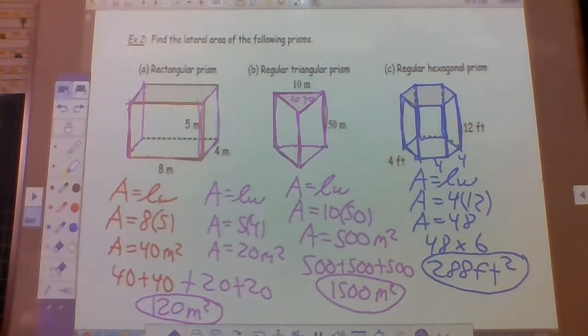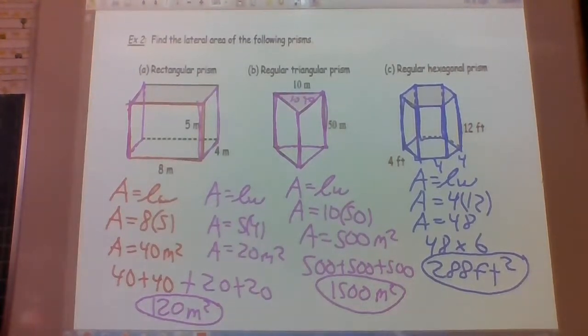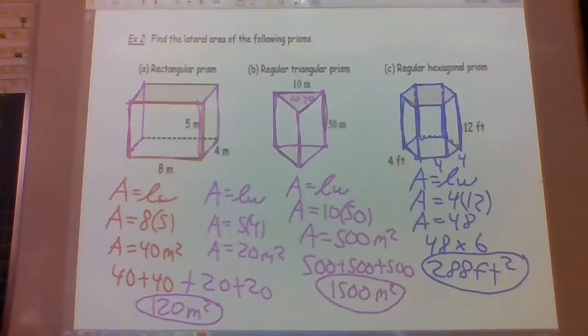I'm going to write those 3 down. So for number 2, we got 120, 1,500, and 288.